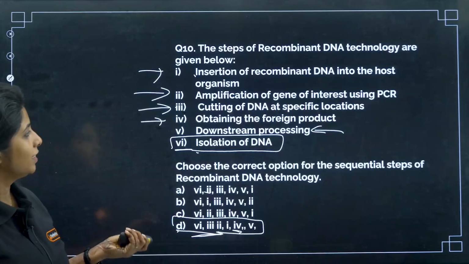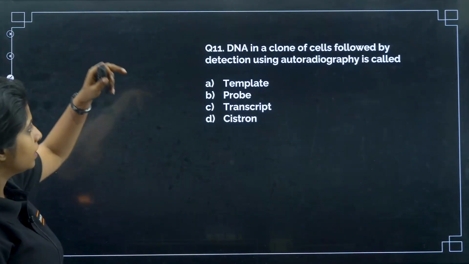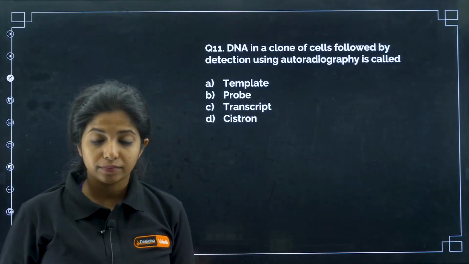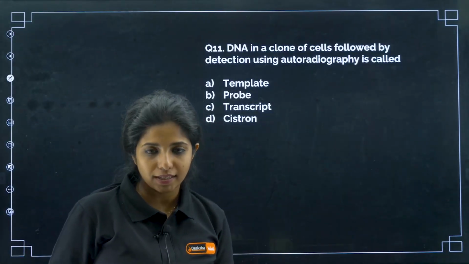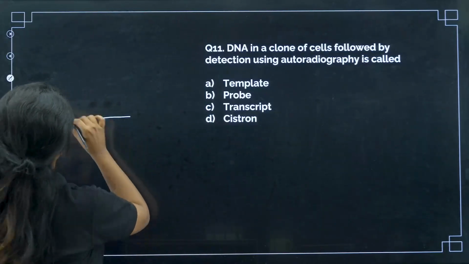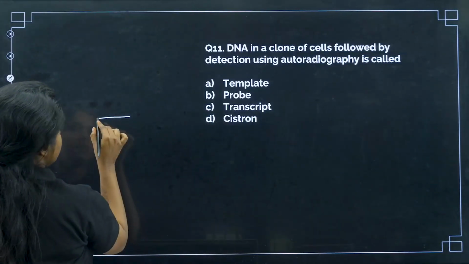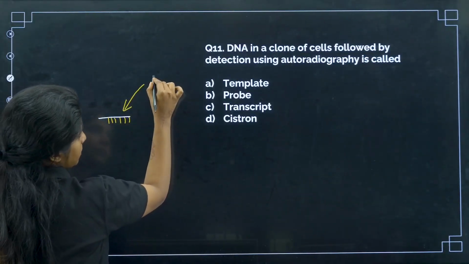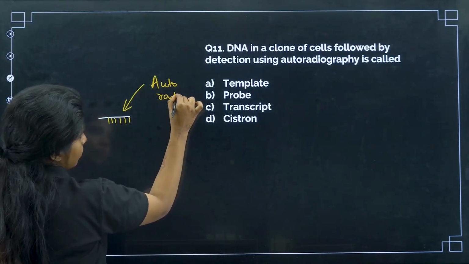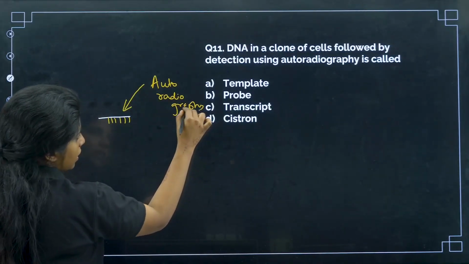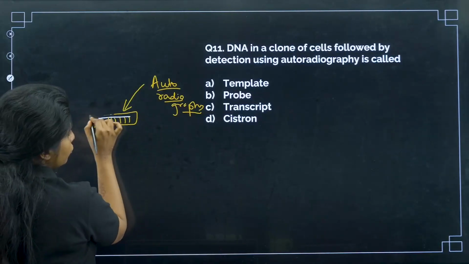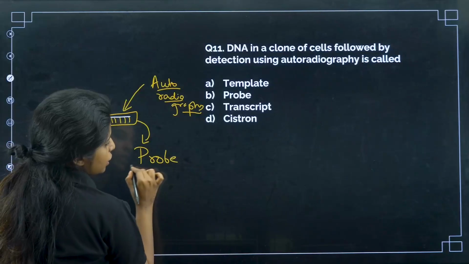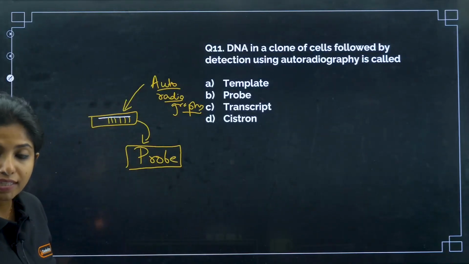Chalo. Now, 11th question. DNA in a clone of cells followed by detection using autoradiography is called. DNA in a clone of cells, as in there are so many. This DNA is actually detected using autoradiography, which means it is going to show up with color and light. So this DNA which is going to find its exact opposite and bind with it, my dear children, what do you call this? You call this a probe.